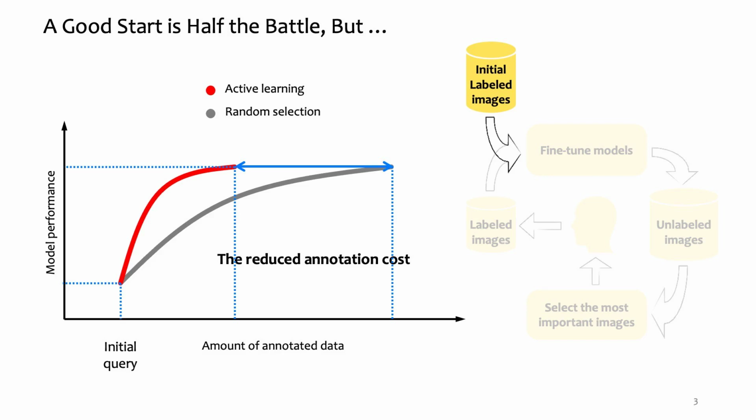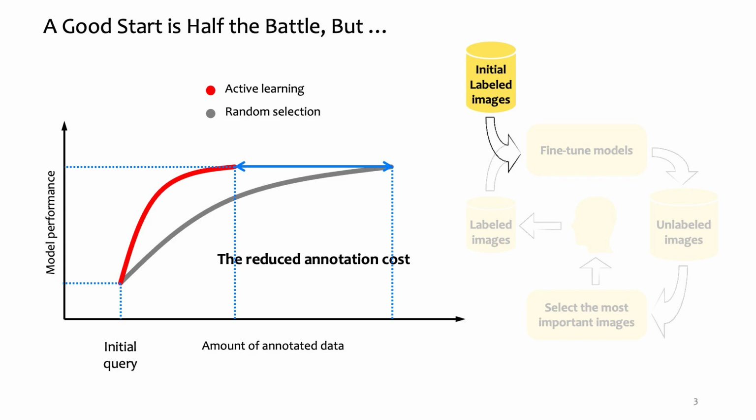But how do we start this loop? At the very beginning, we need to select some images to annotate, which we call the initial query. No matter what active learning method we use for annotation, our initial query is generally randomly selected. This is because in active learning, the model judges which images are most important. But when we select the initial query, there is no model yet. That's why the first points are overlapped for both the cases of random selection and active sampling.